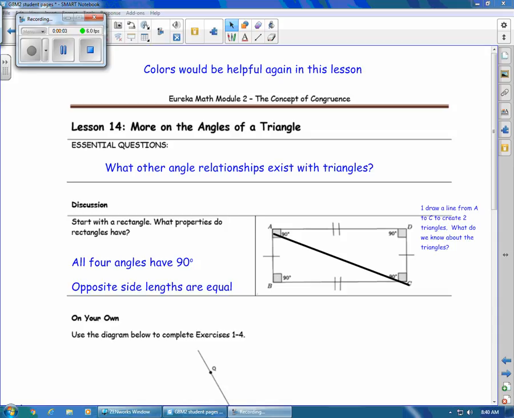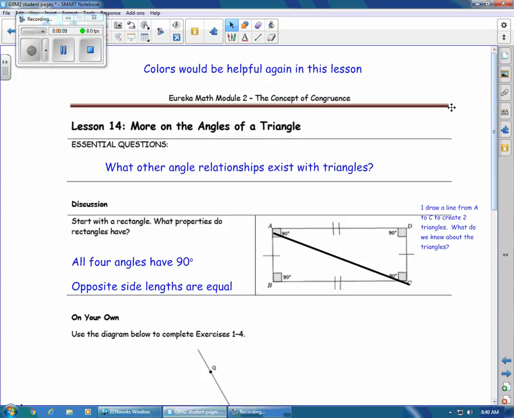This is Module 2, Lesson 14, more on the angles of a triangle. You should be on page 92 of your module, and your essential question for this lesson is: what other angle relationships exist with triangles? So what you have here is a discussion about a rectangle. Let's take a look at this rectangle really quick.